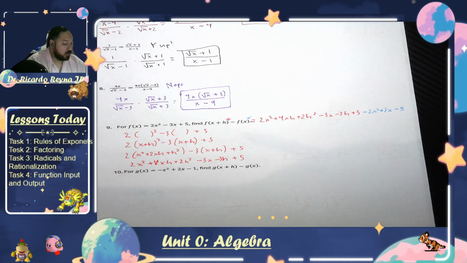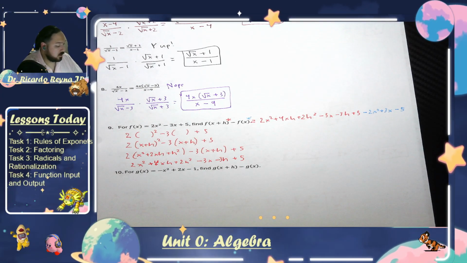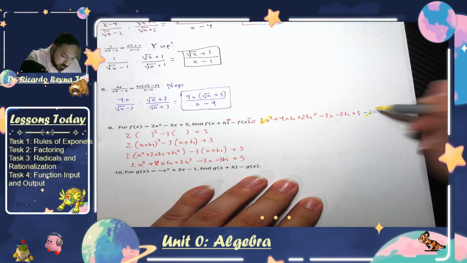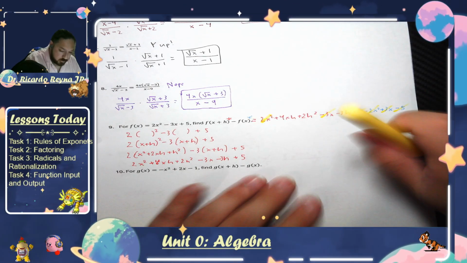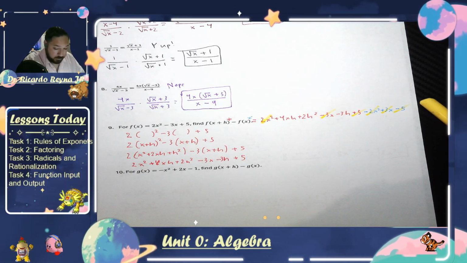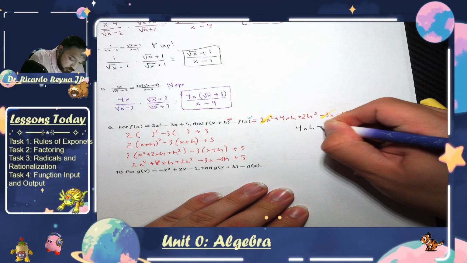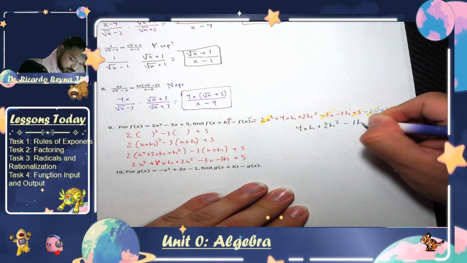Okay? So we see here, let me use a highlighter for this. That cancels out here, that cancels out here, and that cancels out. And our final answer is 4xh plus 2h squared minus 3h.